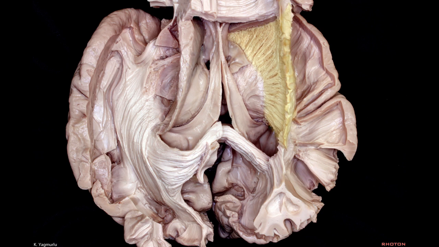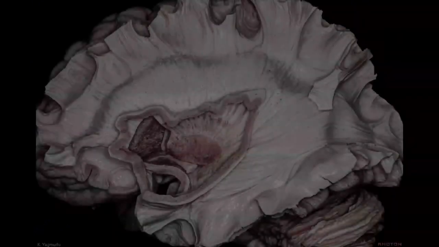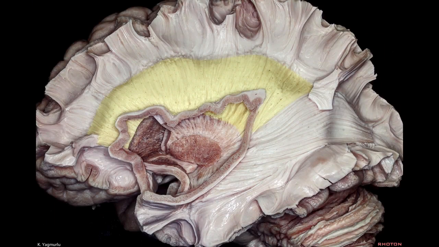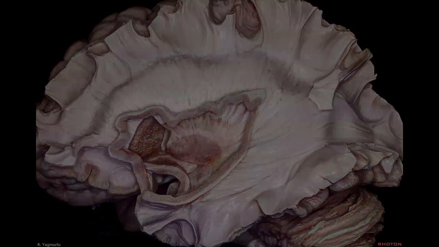The frontoparietal projection fibers, which have a vertical direction, can be called the corona radiata, and the occipital projection fibers, which have a horizontal direction, can be called the sagittal stratum. The corona radiata is formed by the external and internal capsules above the upper level of the putamen.